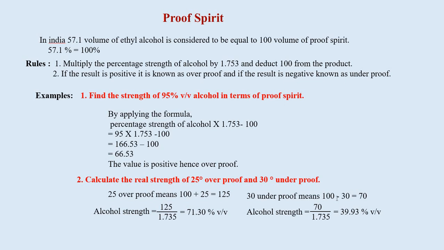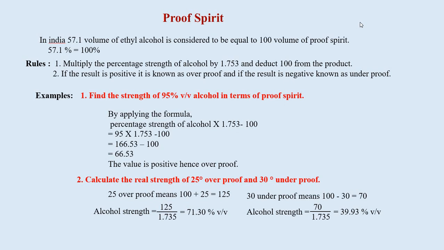Then in the question they say 30 underproof. Underproof means you have to subtract this value from 100. Remember that overproof means above 100 and underproof means below 100. If they give a value and say overproof, you add that value to 100, and if they say underproof, you subtract it. These are the basic rules you should remember while solving problems.